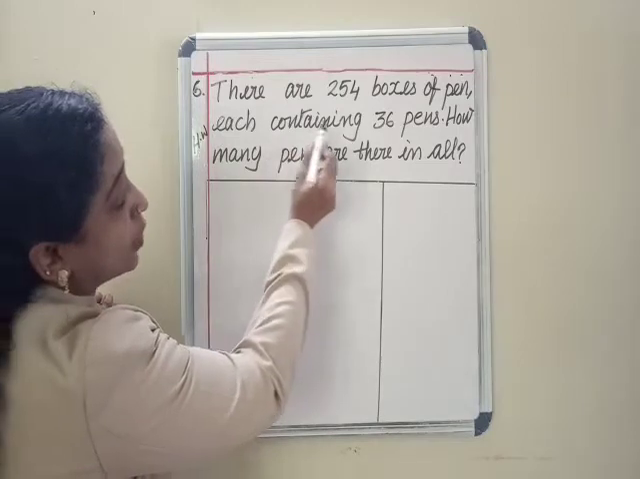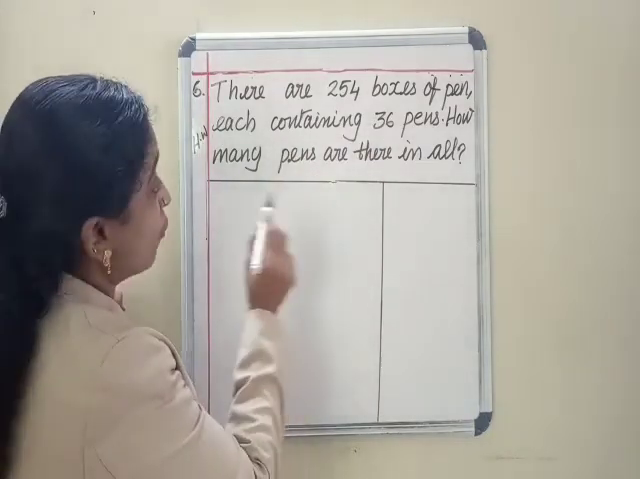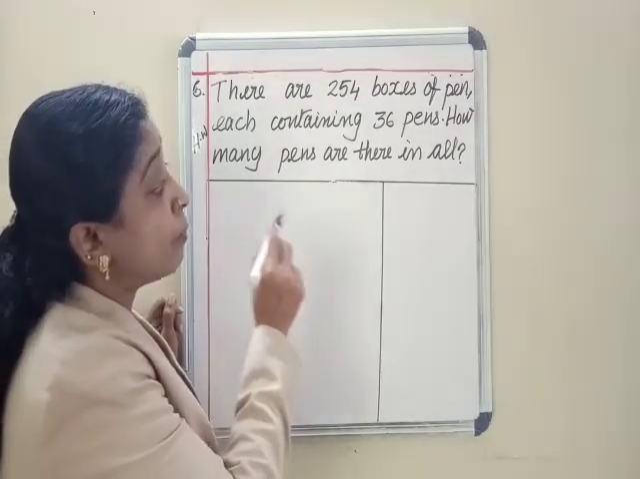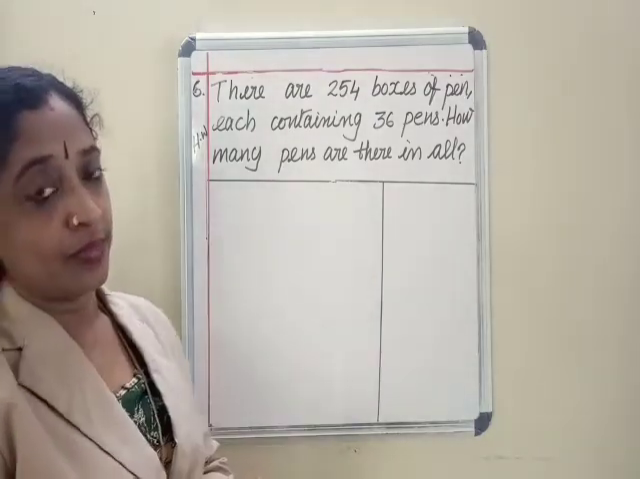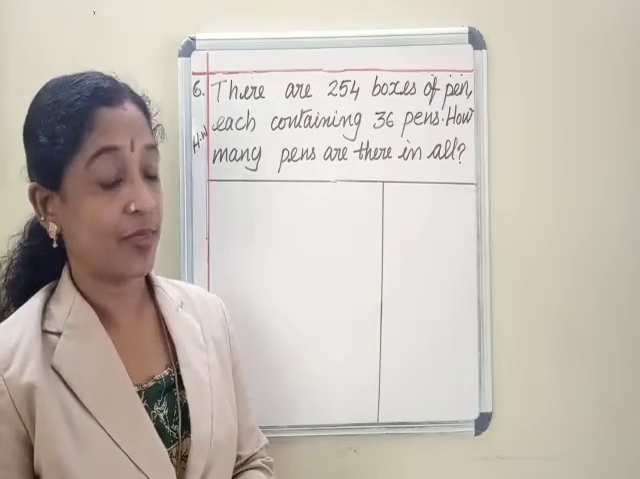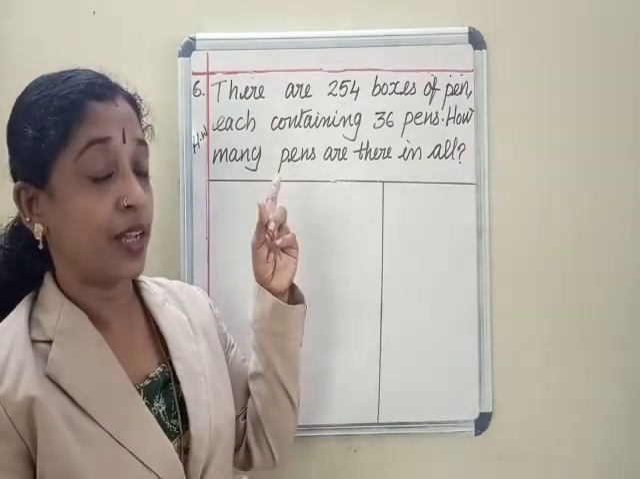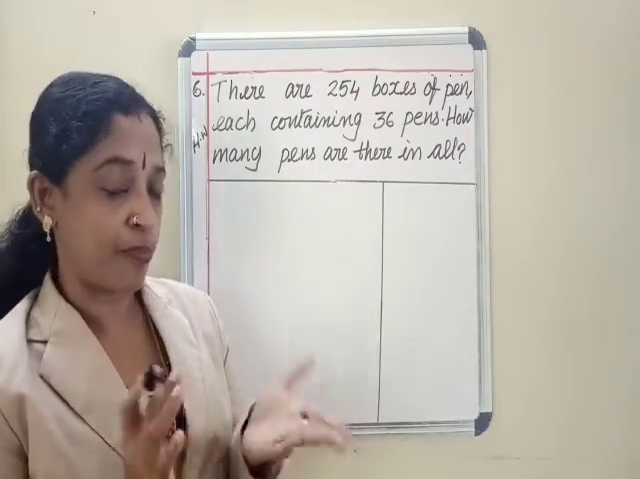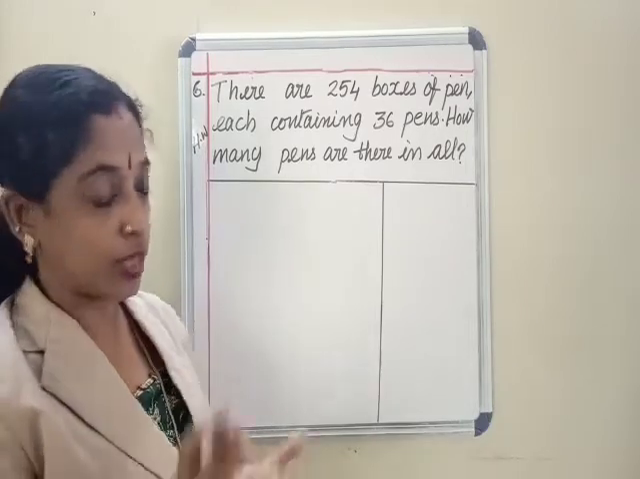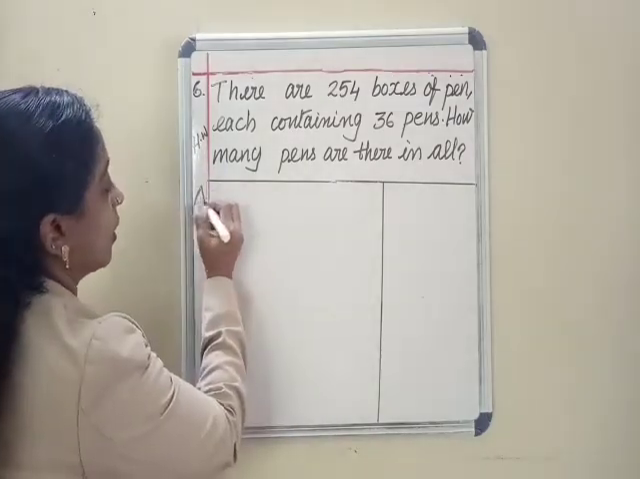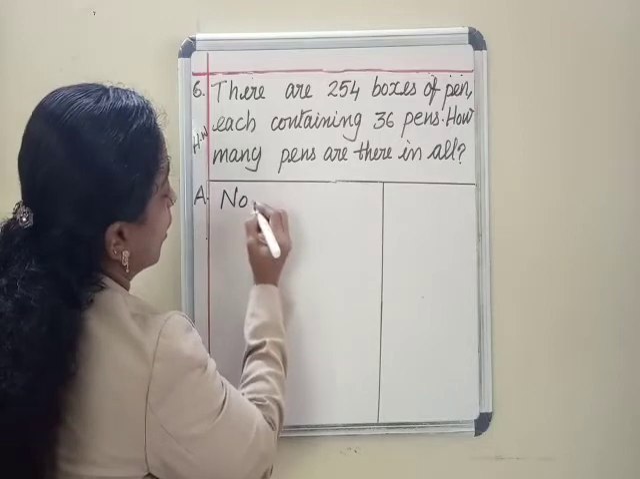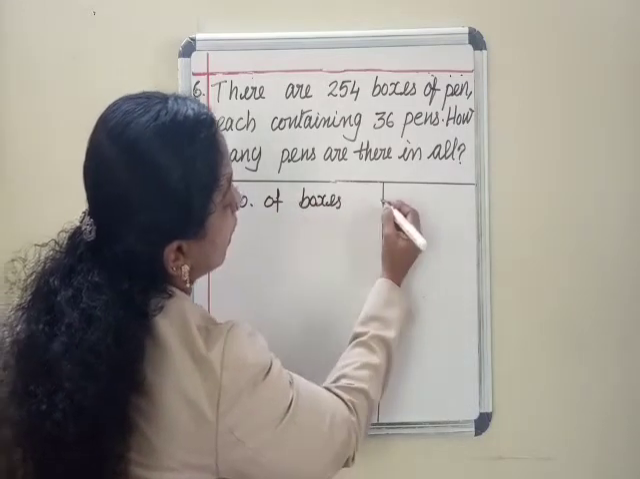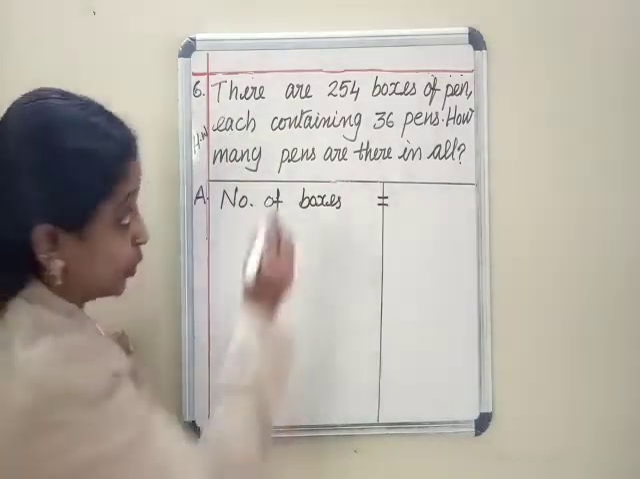Question 6. There are 254 boxes of pens, each containing 36 pens. How many pens are there in all? Then what is the statement? Yes, total number of boxes or number of boxes of pens. Any statement you can write. Both are correct. Yes. Number of boxes. Yes. How many boxes?